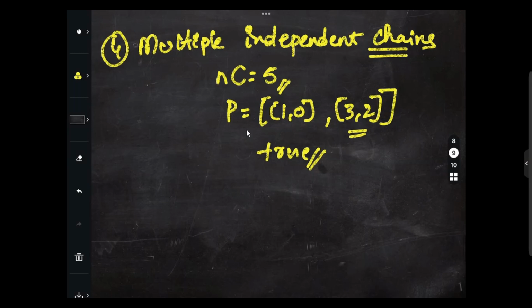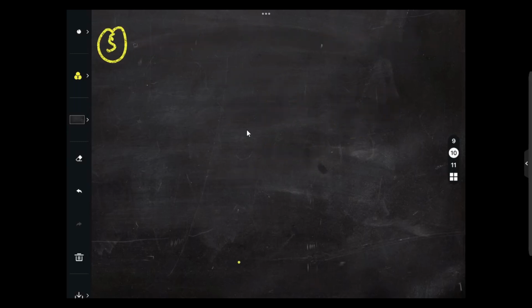So here we have two independent sequences: 1, 0, 2, 3 means 0, 1, 2, 3, right? So two independent sequences we have. No cycle is formed. We have to return true in this case. This is for the fourth edge case. Let's move on with the final, the fifth edge case.